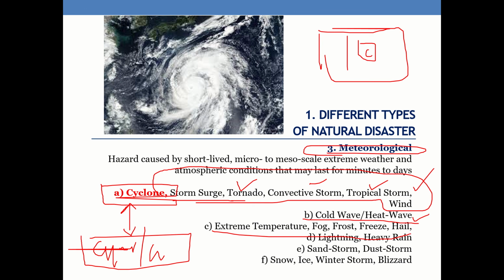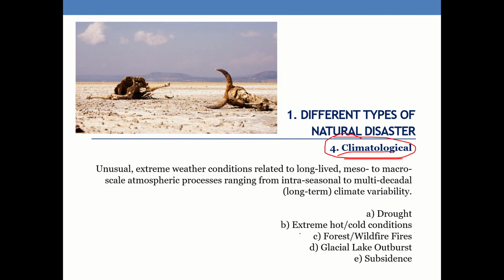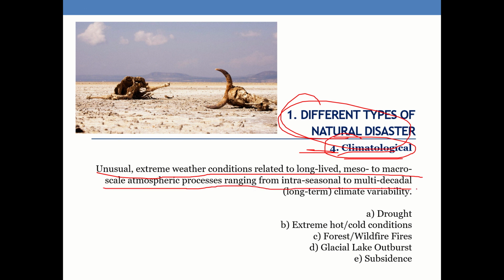Okay, extreme temperature, lightning and heavy rains, sandstorms, dust storms, and other climate related events. The fourth type of disaster under natural disaster is based on the climatological aspect. Unusual extreme weather conditions related to long-lived meso to macro scale atmospheric process ranging from intra-seasonal to multi-decadal variability.